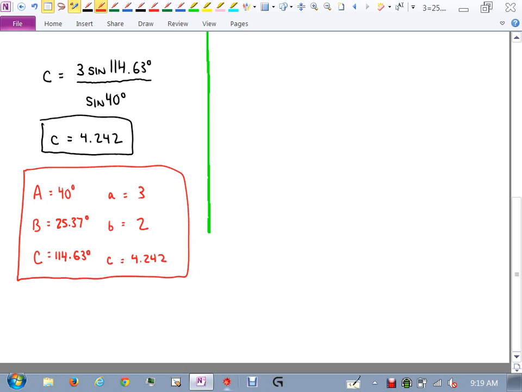Everybody agree with that? Now, what did I say you could do to just kind of make sure things make sense with this? That's right. Your largest angle should match the largest side, the longest side of the triangle, and the smallest, in the middle. So the biggest angle I have is 114.63. It goes with the side, I think, 4.242, which is the biggest side, right? And then the next biggest angle is 40, and it goes with 3, which is the next biggest side. And then the smallest angle goes with the smallest side. So that triangle makes sense. Yes?